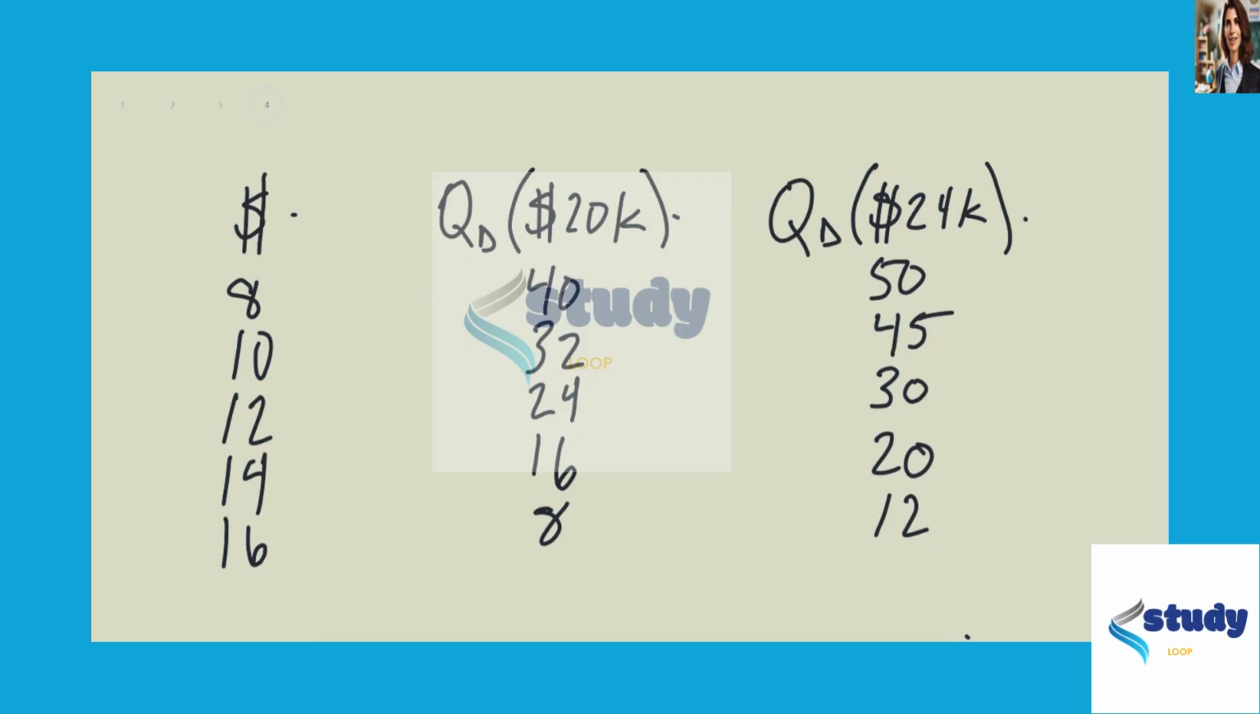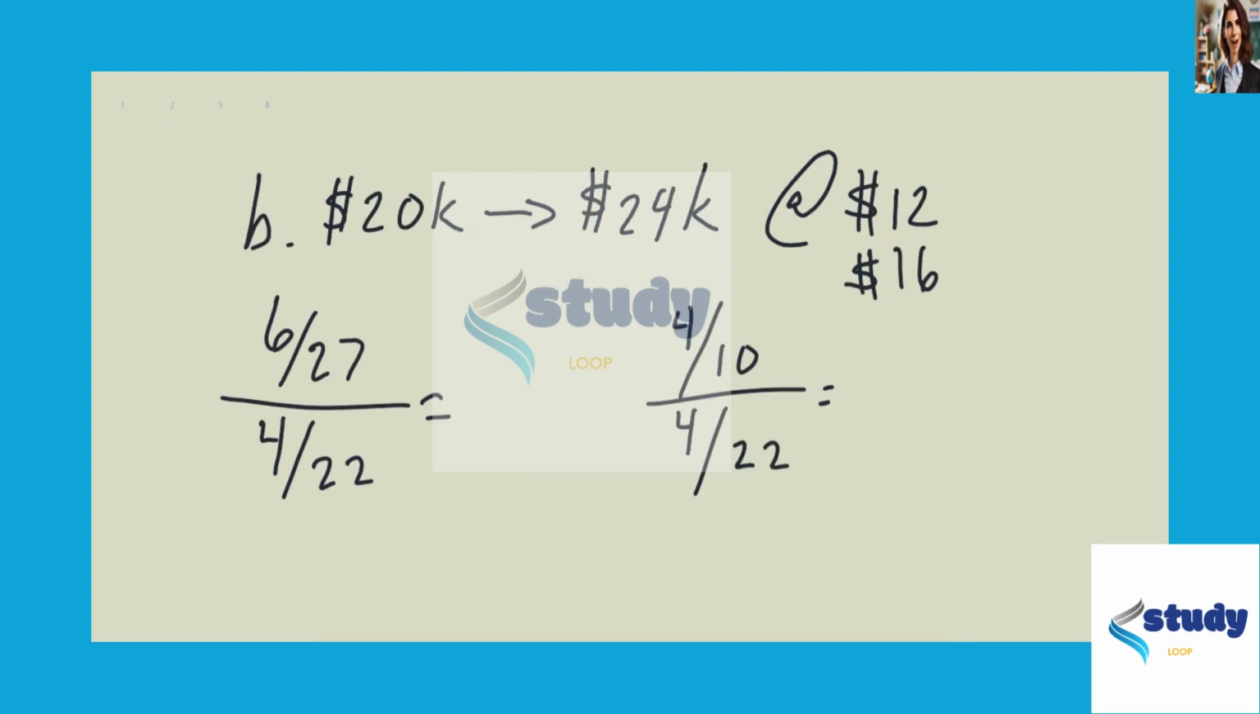Okay? Now, what we're going to do for B, we're going to use this exact same data, but it's going to be your income that changes. All right? And the price of the pizza is going to stay exactly the same. So, this is no longer the price elasticity of demand, but it's the income elasticity of demand. Okay? But our formula is going to work exactly the same.